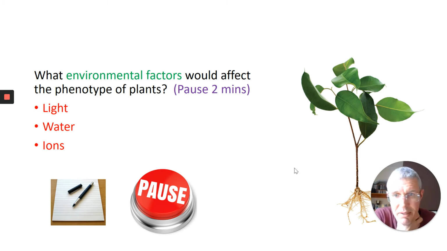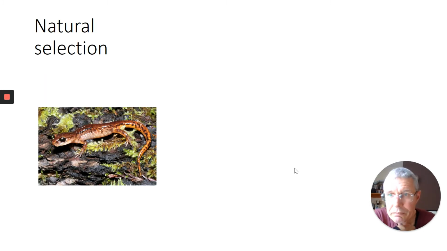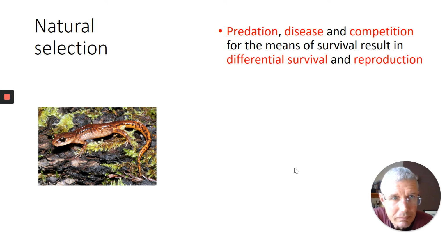So organisms can be affected either by their genetic variation or their environment. So here we go with natural selection. Here's our Californian salamander, and up near the top where the ancestral salamanders were, these are quite varied in appearance. Here are the natural selection points that we'll talk about.